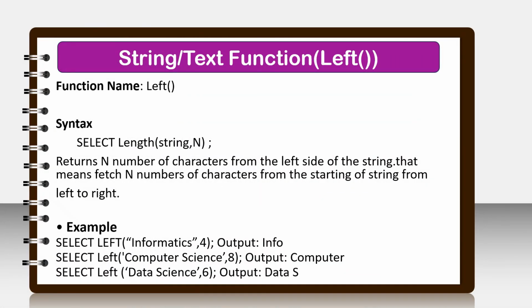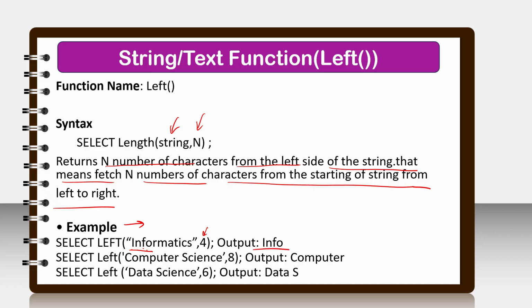Next function is left function. What happens in the left function is it takes two parameters, one is a string and another is a number parameter. So left से कितने characters fetch करवाने हैं, this function gives that. So it returns n number of characters from the left side of the string. That means it fetches n characters from the string from left to right. Example, informatics में starting के 4 characters चाहिए left से. So 1 2 3 4. तो इन 4 आउटपुट आ जाएगा. ये 4 काउंटिंग है कि कितने characters चाहिए left side से. Left मतलब इधर से.